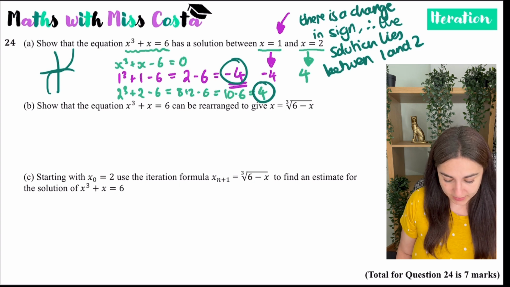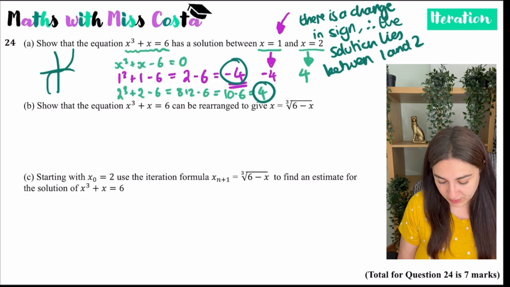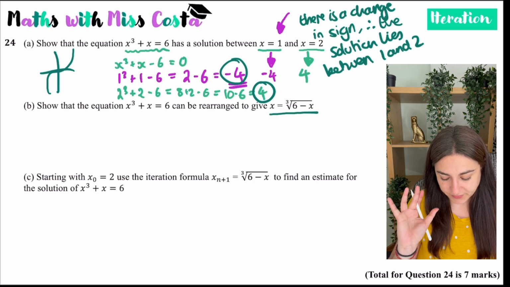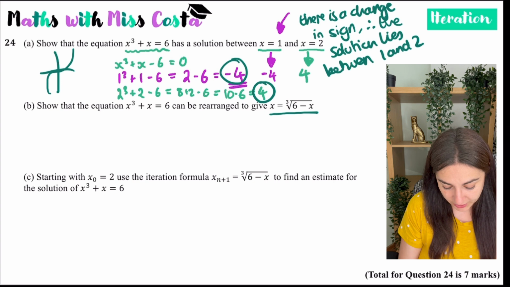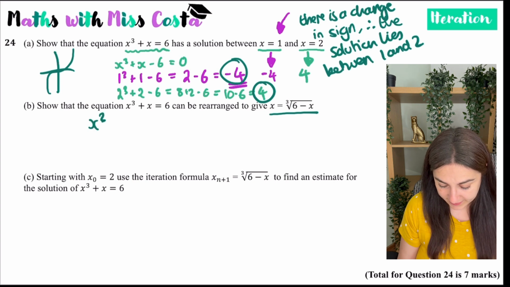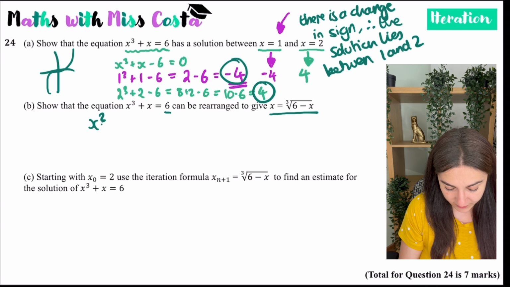Okay, right. For the next question, show that the equation can be rearranged to give this. All you're doing is you're trying to rearrange this equation in the form that they want. So x cubed, you can see that you have 6 here and that you're subtracting x. So the first thing you want to do is just take x from both sides.